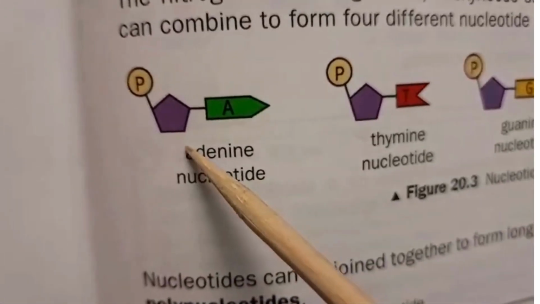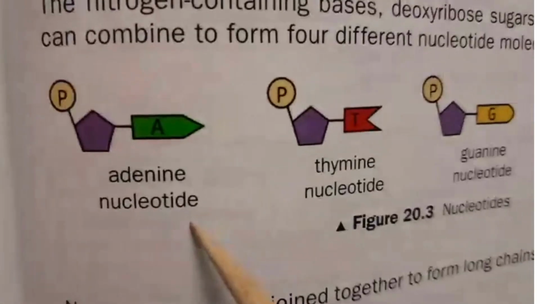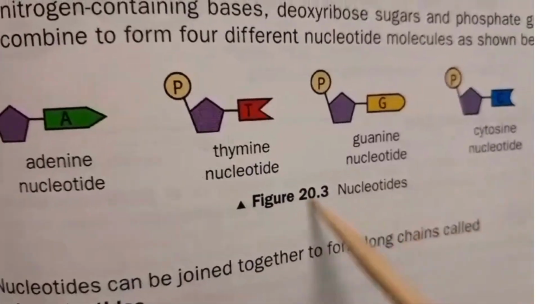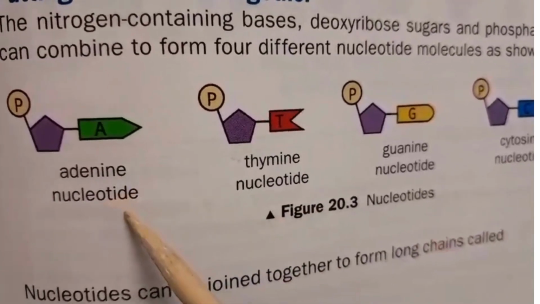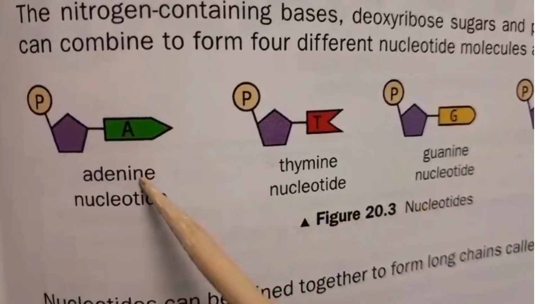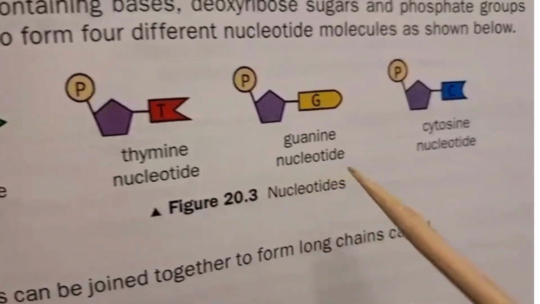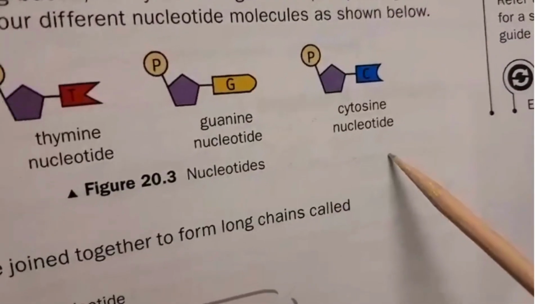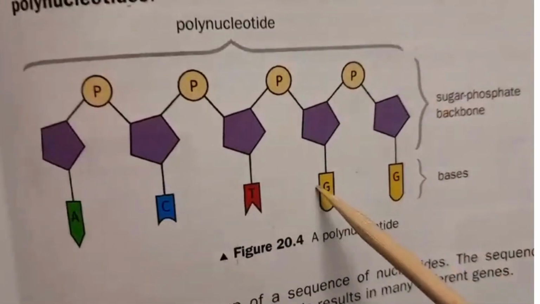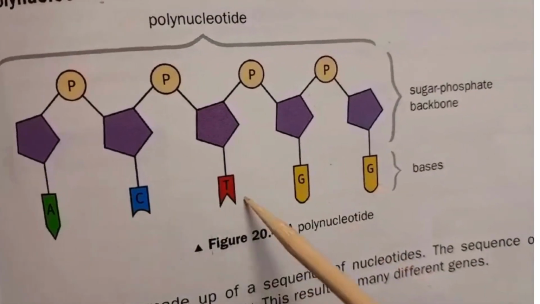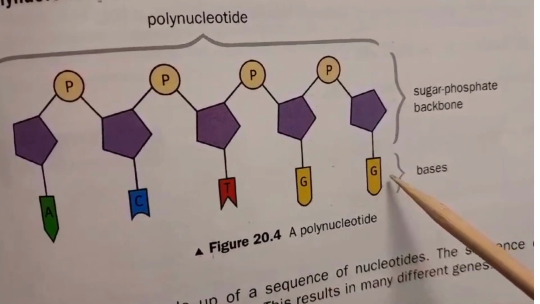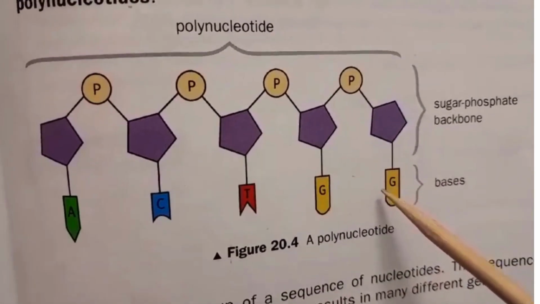Now, when these 4 types of bases combine with the deoxyribose sugar and the phosphate group, 4 types of nucleotides are formed. This is the adenine nucleotide, thymine nucleotide, guanine nucleotide, and cytosine nucleotide. When these nucleotides are joined together, they form a long chain of nucleotides, which is called a polynucleotide.